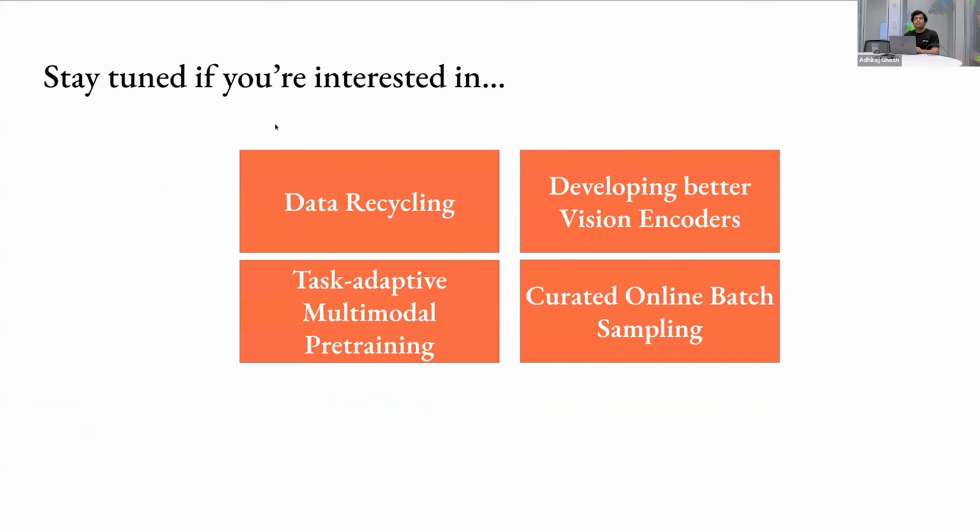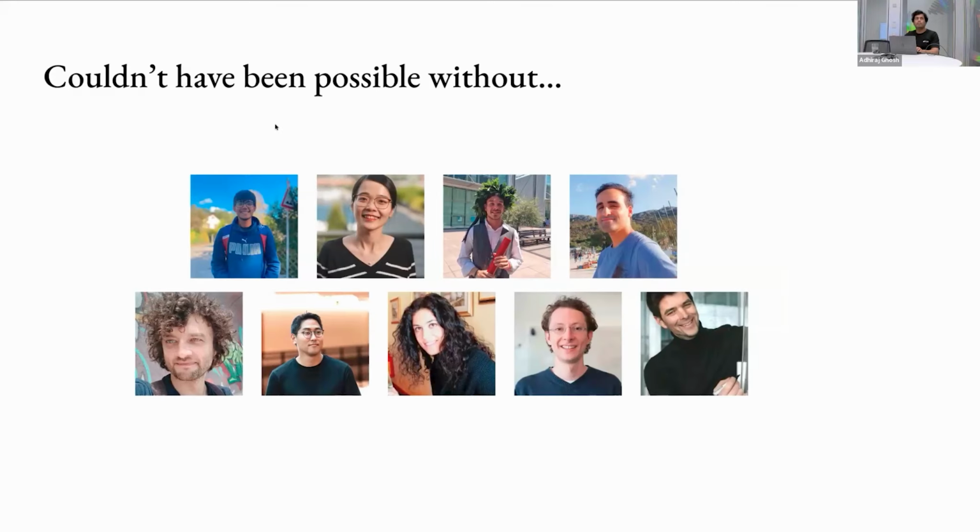This particular work is related to data curation, data recycling. So just before I start my presentation, I thought it'd be useful if I share the broad themes that I'll be discussing today. So please stay tuned and please ask questions if you're interested in any of these particular axes of data curation.